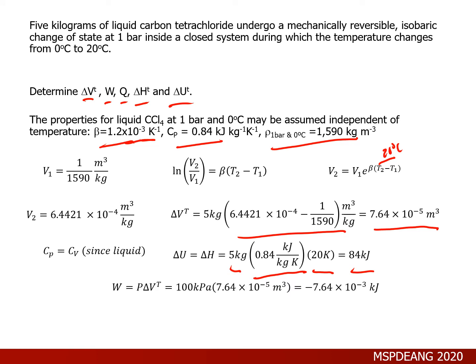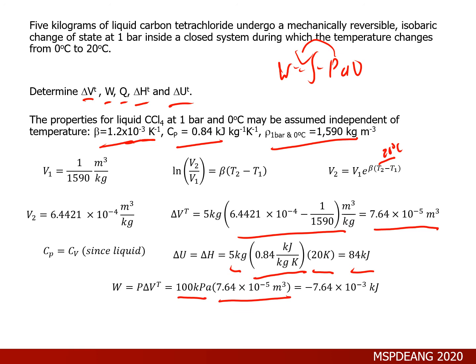And last, to get the work, since constant pressure, diba, W is equal to negative integral of P dV. Pero isobaric, so pressure, diba, nilabas, so magiging P delta V na lang. Okay, and the delta V natin is 7.64 times 10 to the negative 5 cubic meters. So P times delta V. So work natin is 7.64 times 10 to the negative 3 kilojoules. So meron tayong expansion process. Okay, so dapat negative pala to. Okay, and from here you can now get the work.